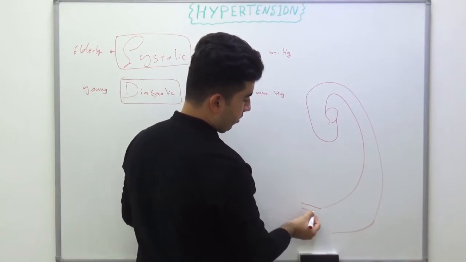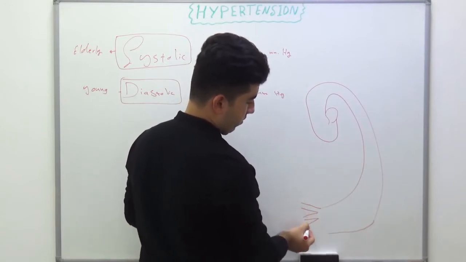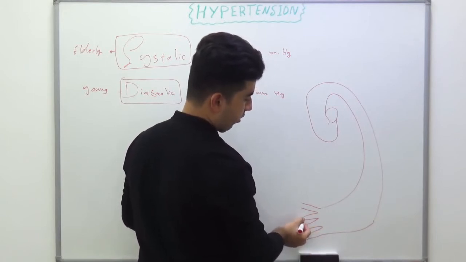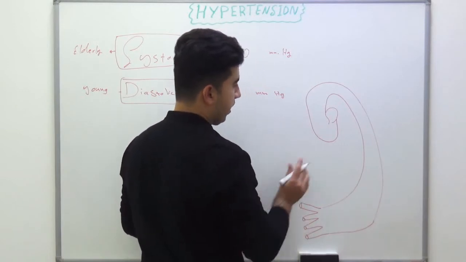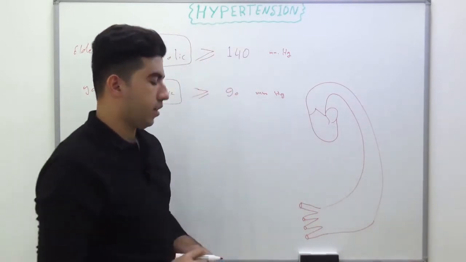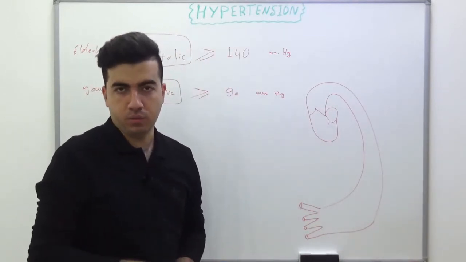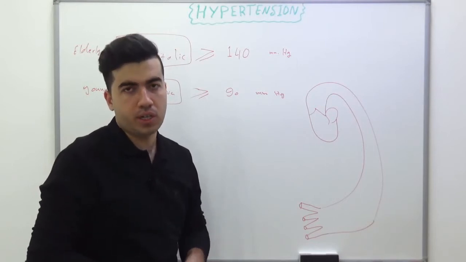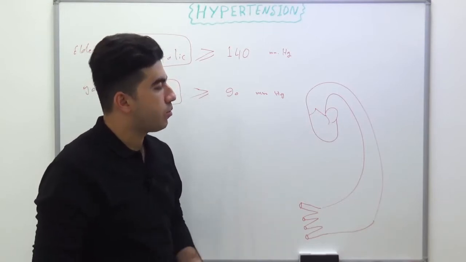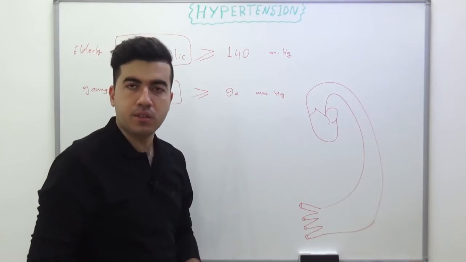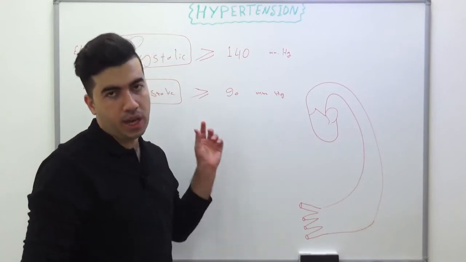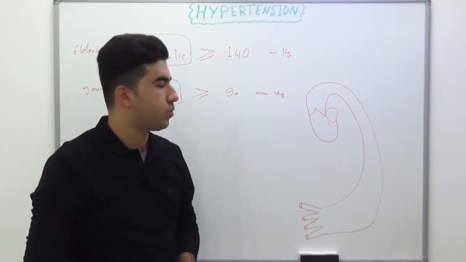Here we have arterioles. And these arterioles are resistance vessels. This is the aortic valve. Let's suppose someone has high blood volume. When the blood volume is more, as we explained in the physiology of blood pressure regulation, cardiac output will be more, and the systolic blood pressure will be more. If someone first developed systolic hypertension, it means cardiac output is more.